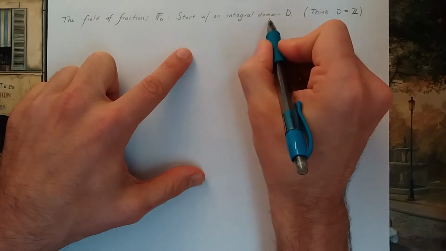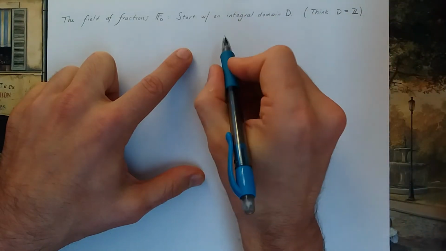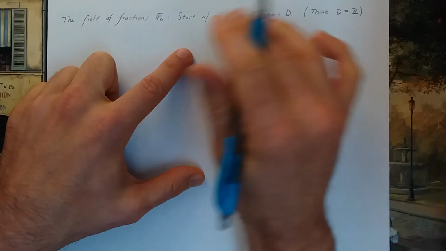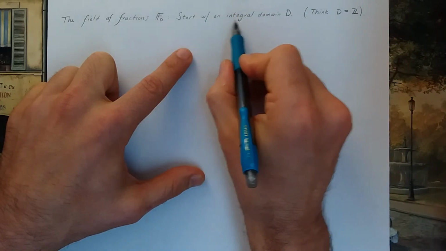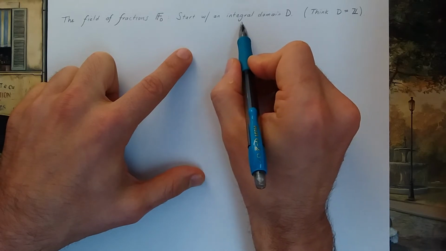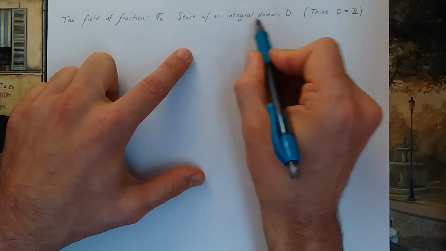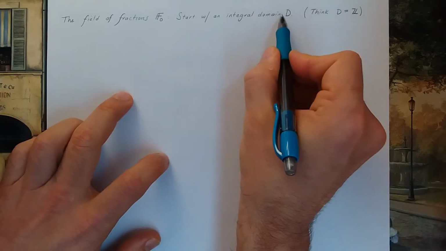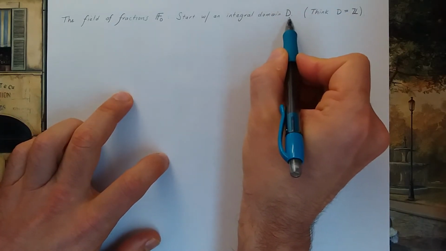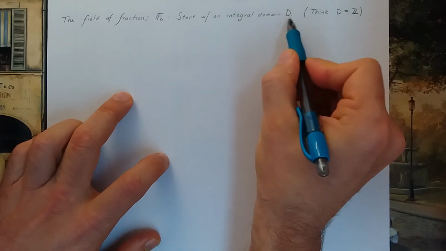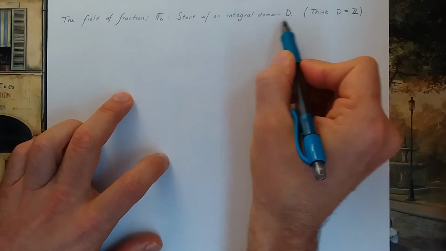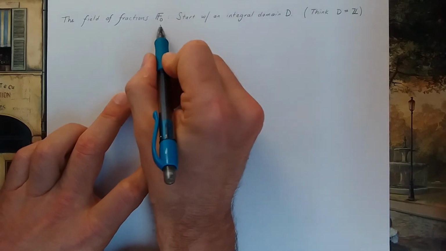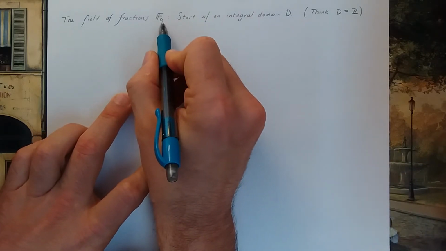An integral domain has the cancellation laws. If A times B equals 0, then either A is 0 or B is 0. But what it does not have is multiplicative inverses. So you can't necessarily divide in an integral domain D. So we're planning on enlarging D, adding more things to the set D to create a field, to create a situation where we can divide. And that'll be the field of fractions.